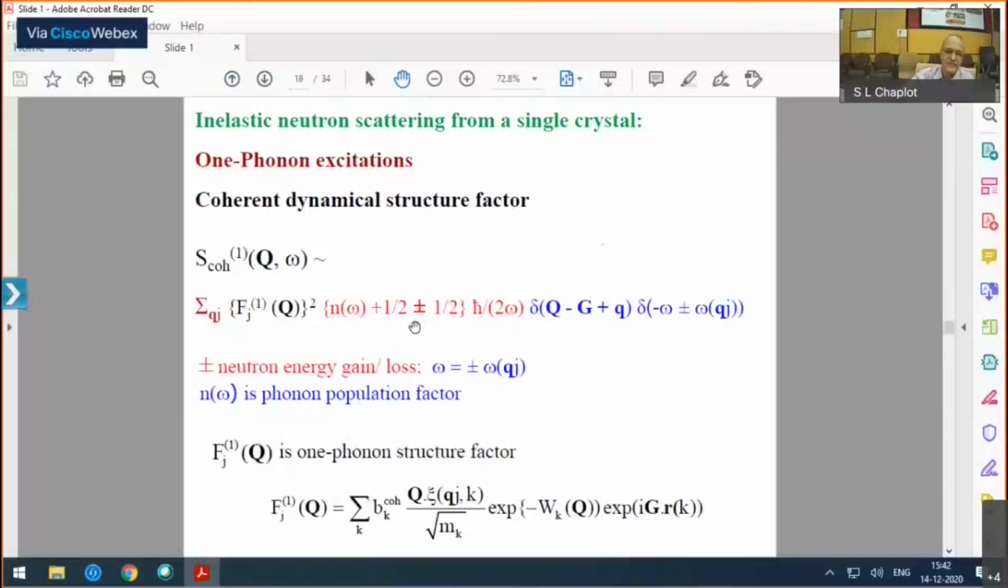See, this term here, as I said the other day, is when the neutron loses energy and you create a phonon. In that case, the probability of scattering is proportional to n plus 1. Okay, this should have been, plus is for the neutron energy loss. I'm sorry, that's a small mistake here. Plus is for neutron energy loss.